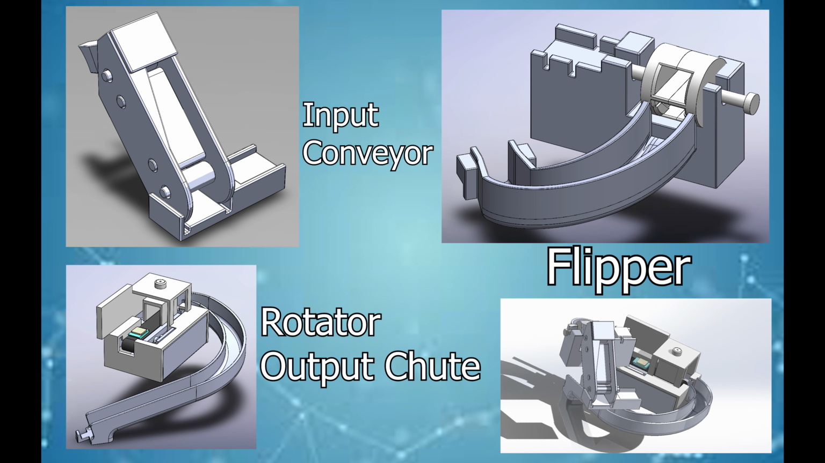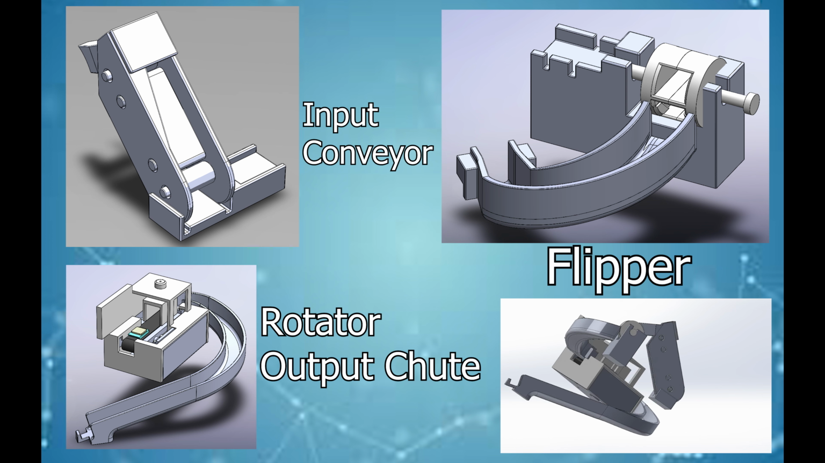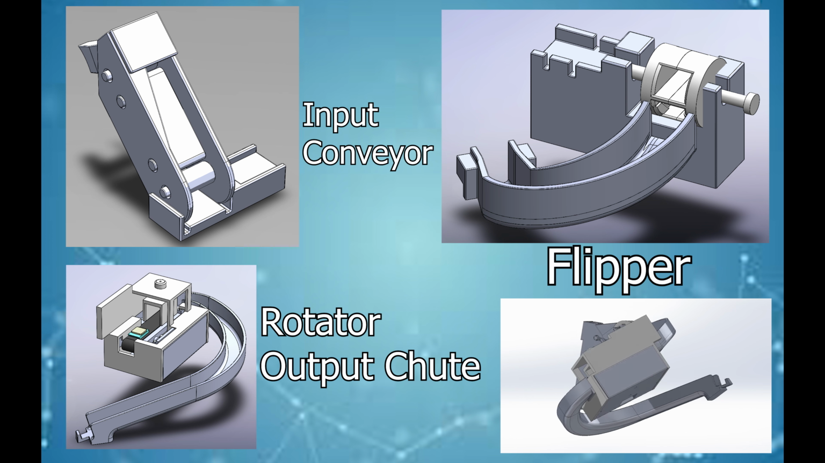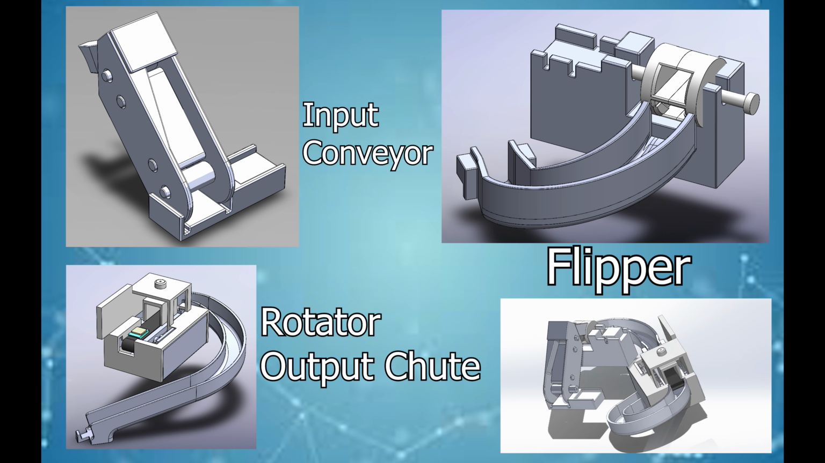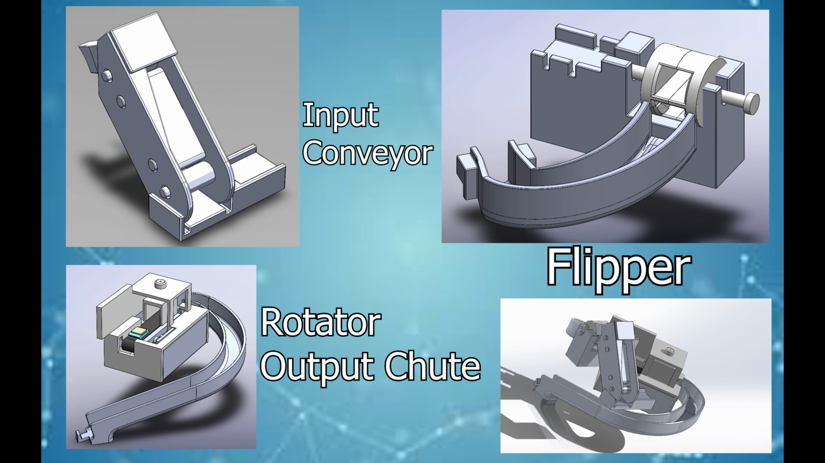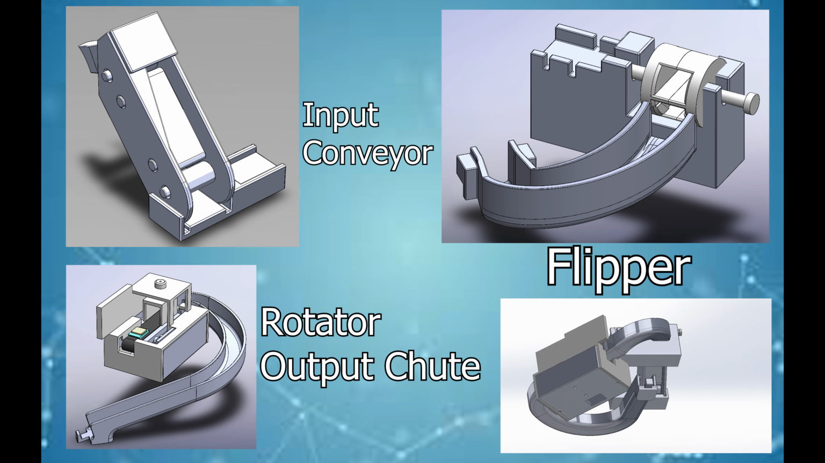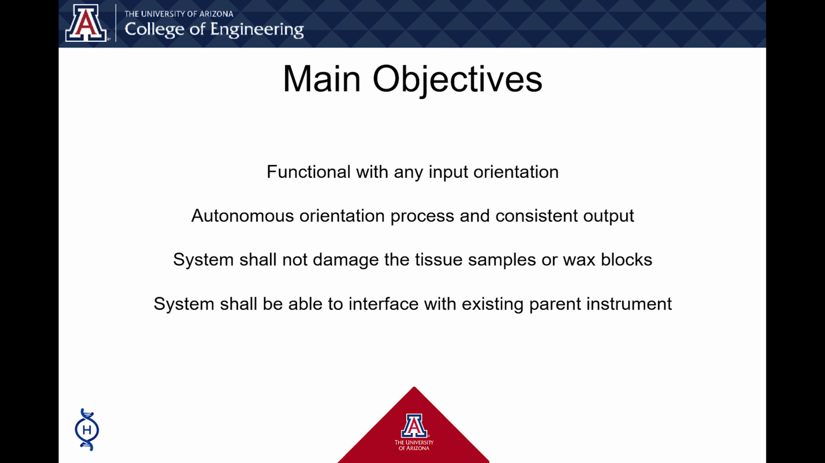Here, you can see a 3D model of our system in SOLIDWORKS. Our system consists of 4 main subsystems: the input conveyor system, the flipper, the rotator conveyor system, and the output queue. Each of these subsystems are connected to each other by chutes that bring the tissue blocks through our module in a helix fashion.